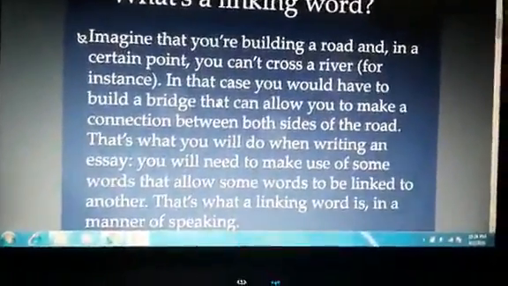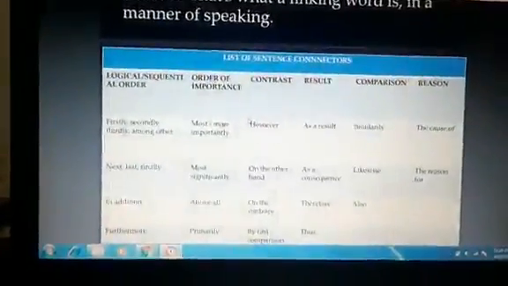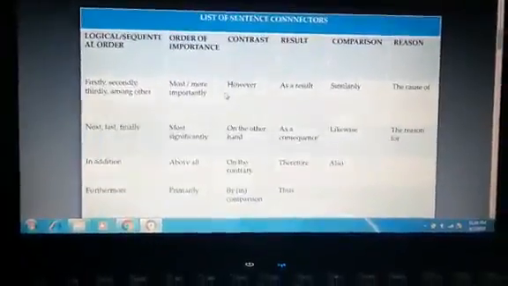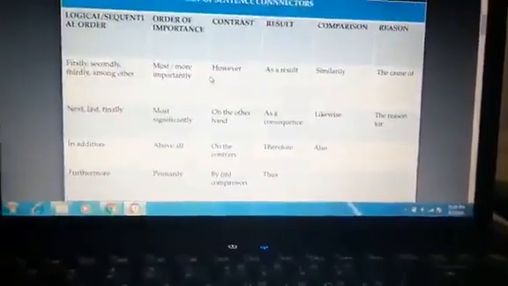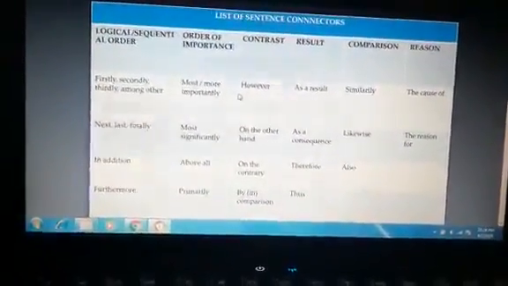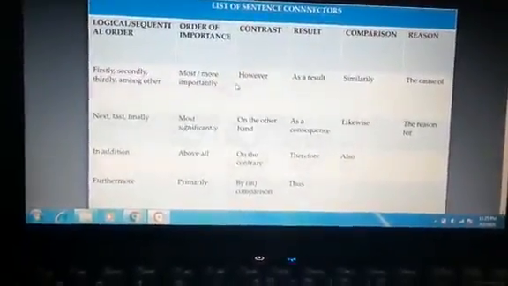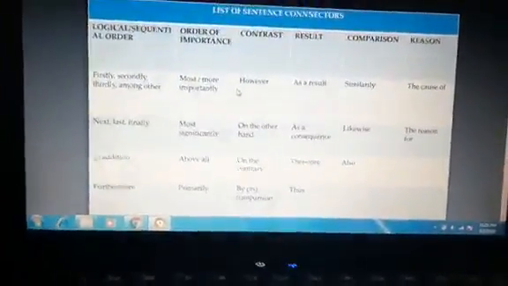So let's see how many types of linking words there are. As you can see, there is a list of sentence connectors. Some are under logical sequential orders. This logical sequential order gives us linking words like firstly, secondly, thirdly, among others, next, last, finally, in addition, furthermore. Many more words are there.